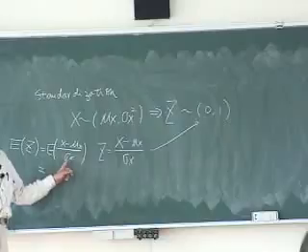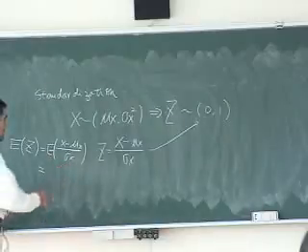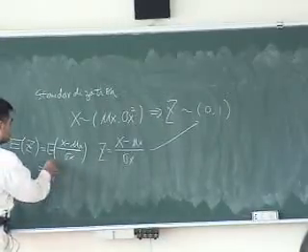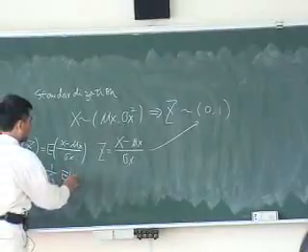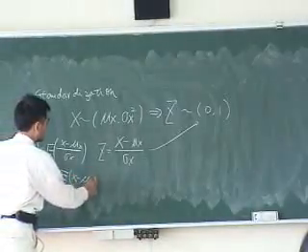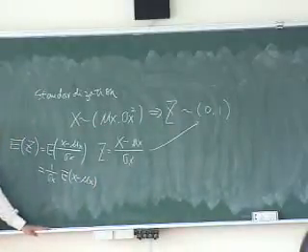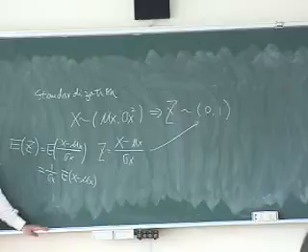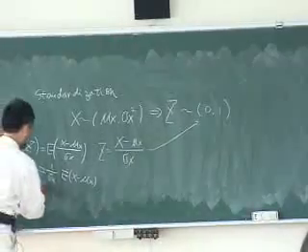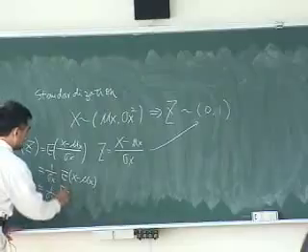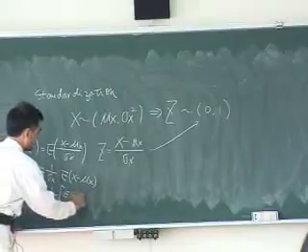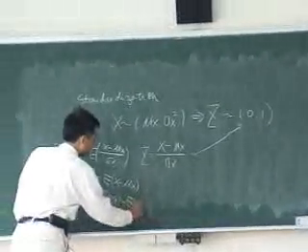Because this is a constant, we can move this out. 1 over sigma x, times the expectation of (X minus mu x). Any questions to this point? Then what do we have? 1 over sigma x, and then the expectation of X minus the expectation of mu x.